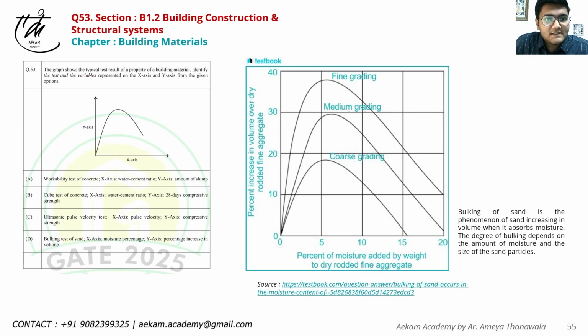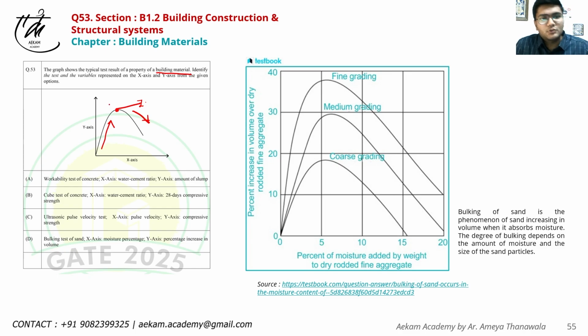The graph shows the typical test result of a property of a building material. Again, from building materials, so a very important topic. Identify the test and variables represented on the x and y axis from the given options. So they have given a curve which seems to go to a point which is your zenith point, and then it reduces. So we have to identify which is this graph, basically which property or which material is associated with this graph. So how do we start?